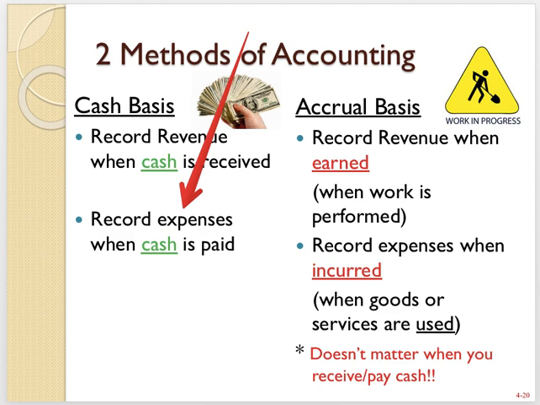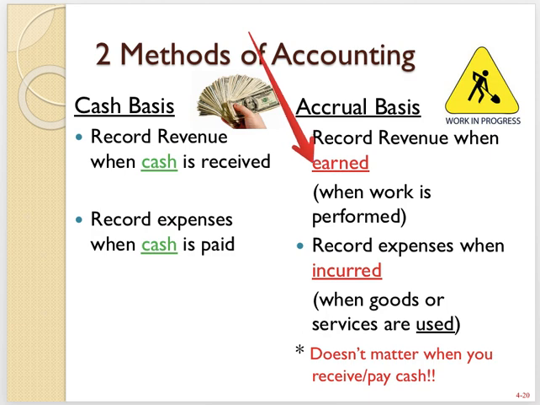And it's certainly a much easier method because it's very obvious when you receive cash, right? When somebody hands you cash, when you get your paycheck, you get super excited, right? Like, I received money. I feel this money. I feel this check in my hands. It's obvious. I know I got it. But it's not so obvious when you record revenue when it's earned.